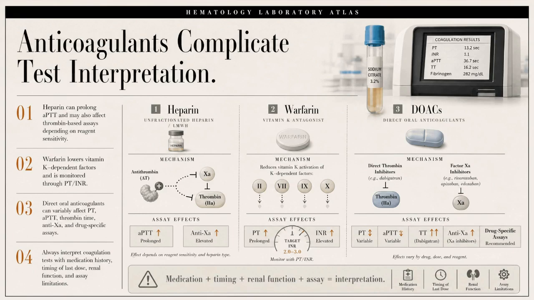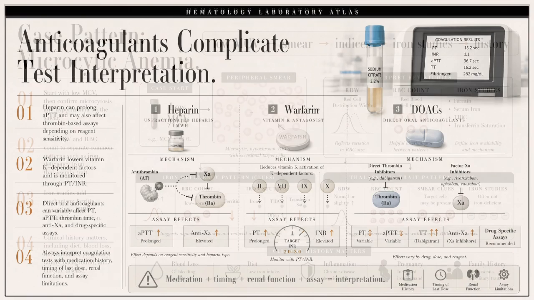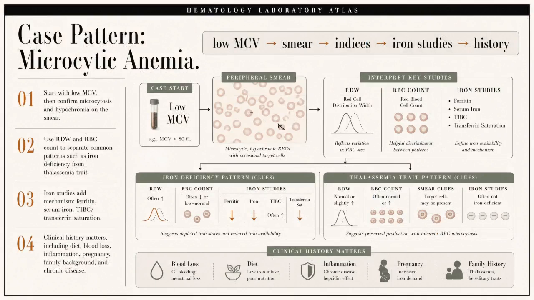This is a practical lesson for the lab. Results are shaped by therapy and methodology. Now, let's apply our knowledge to some case patterns. Let's apply our workflow to a microcytic anemia pattern. A patient has low hemoglobin and a low MCV.